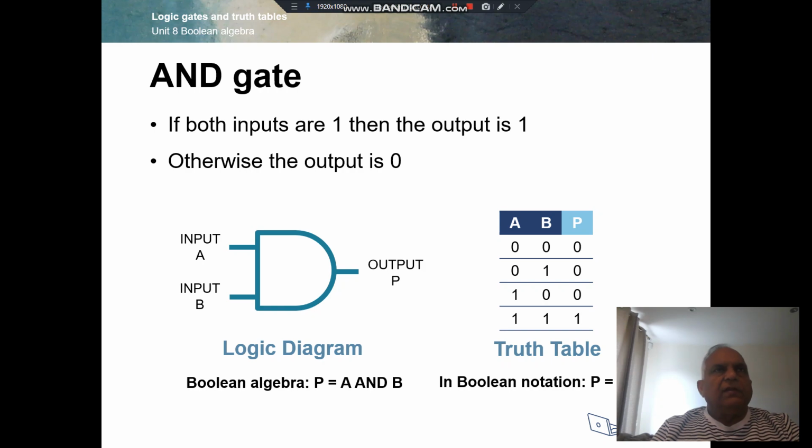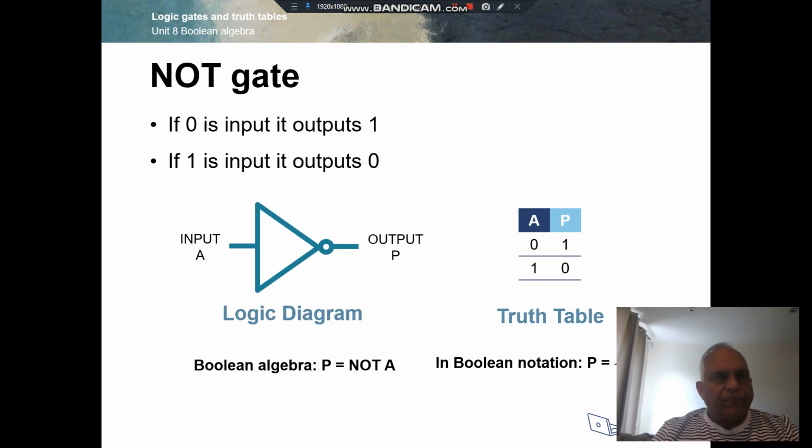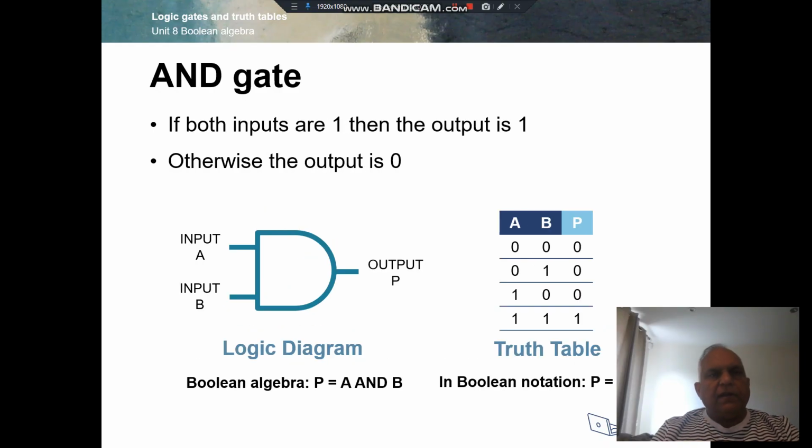AND gate. Okay. So if you see the NOT gate, here one input is coming and the other is not. But here in the AND gate, two inputs are coming, A and B, and the output is P. Now see the truth table. In the AND gate, both the inputs should be 1 if you want to get 1. Otherwise, the output will be 0.